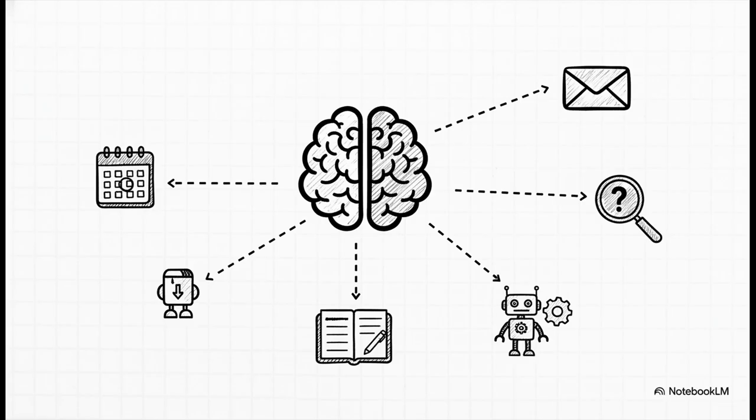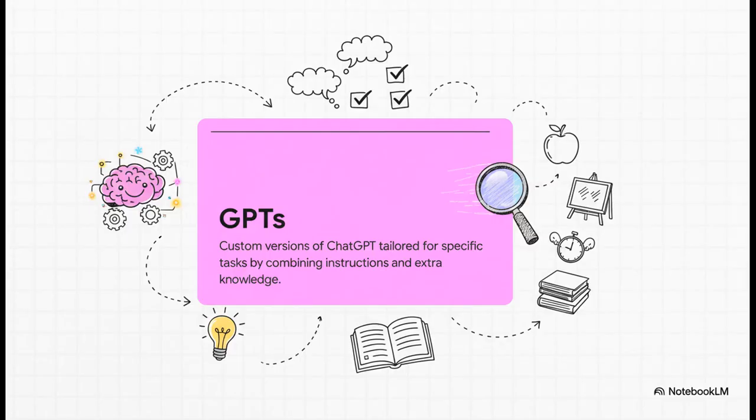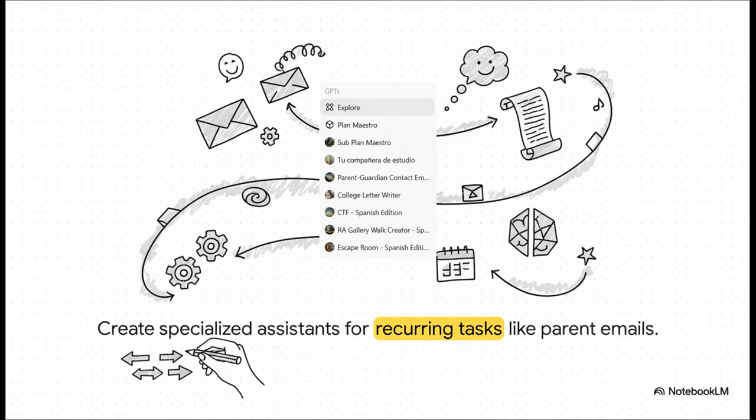The solution? Custom versions of ChatGPT, which we call GPTs. They're built right in. Basically, you're creating a custom AI that's trained specifically for your tasks and your style. For example, you can build a parent emailer or even a lesson plan maestro for reoccurring tasks.